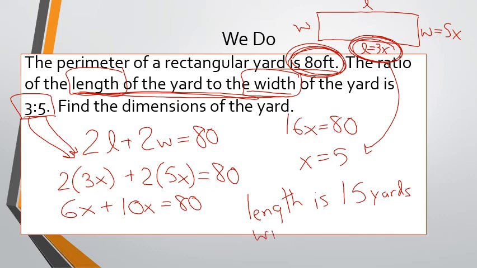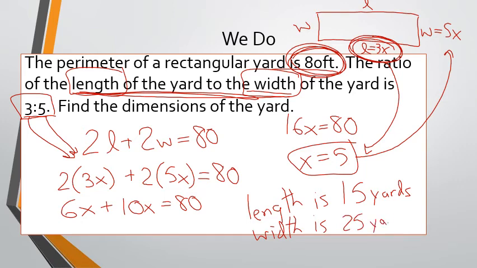My width is, well, again, x is 5. Width is 5x, 25 yards. Now, once again, we can double check this. Take 15 times 2 plus 25 times 2. You get 80. My perimeter is correct.